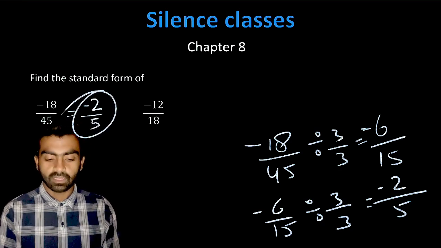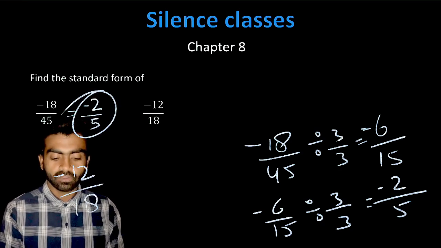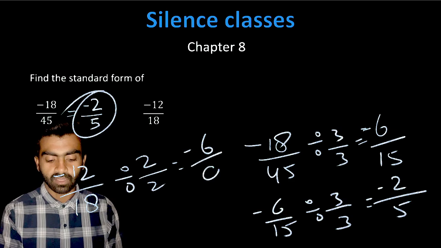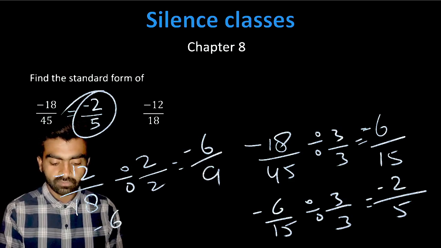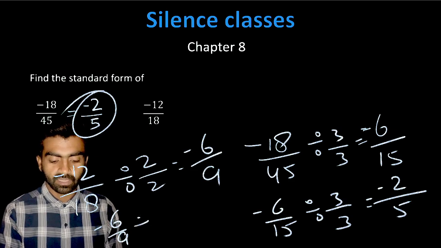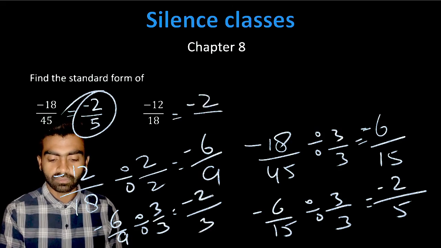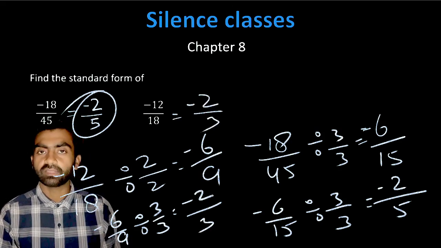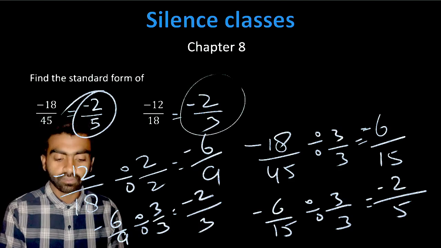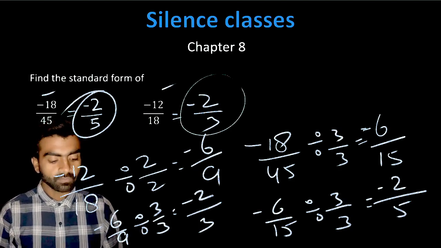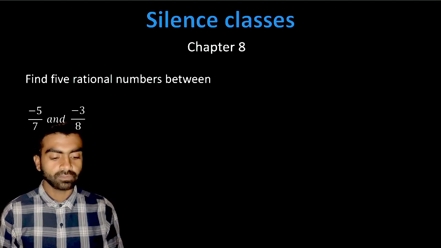Now -12/18. We can divide it by 2, so we will get -6/9. Now -6/9 we can divide by 3. So 3 threes are 9, 3 twos are 6, and 3 threes are 9. So it is equal to -2/3. I hope you guys understood that these are the standard forms of these given rational numbers. Now let's move to the next question.